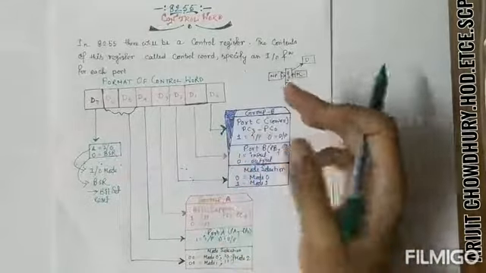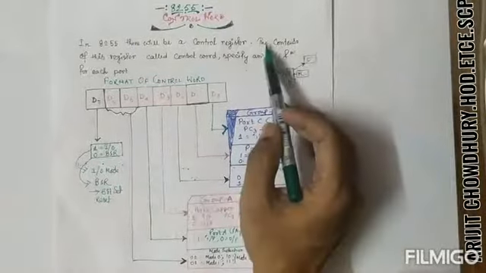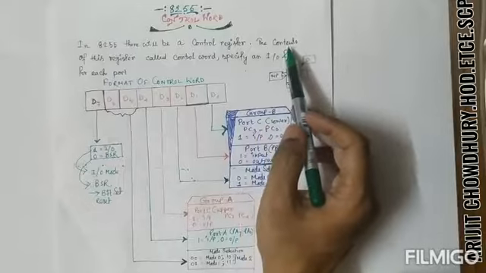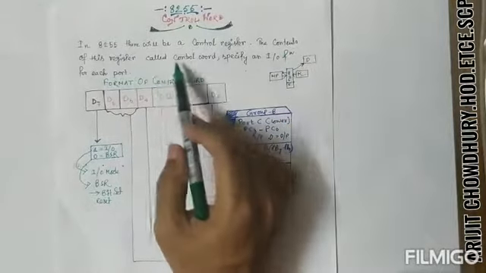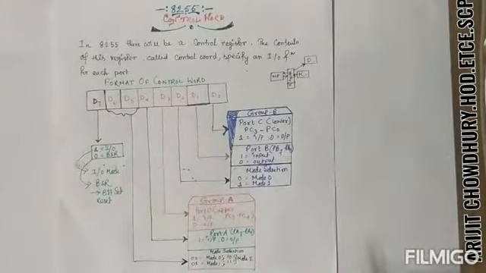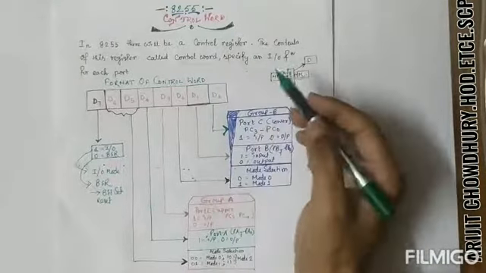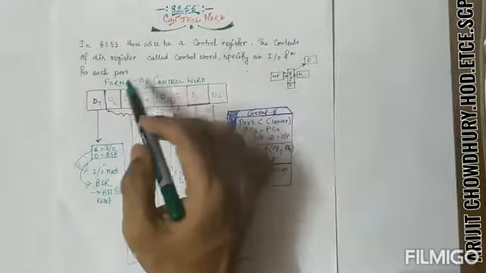What is a control word? There is a register in 8255, that is the control register. The contents of this register are called the control word. Then what is the function of this register? The control word specifies or defines the input or output function for each port.